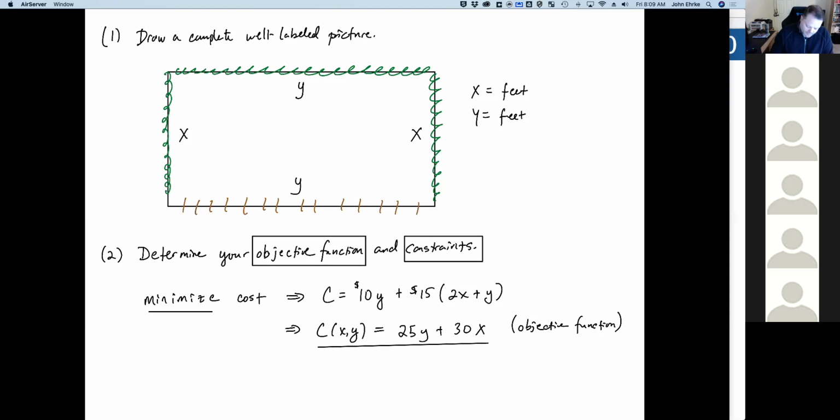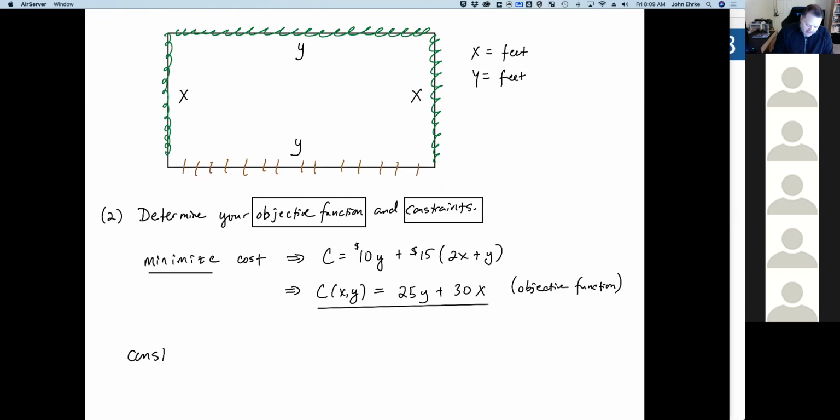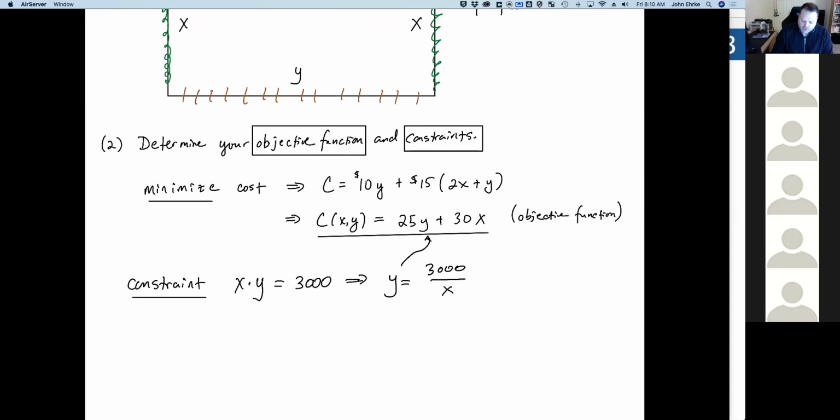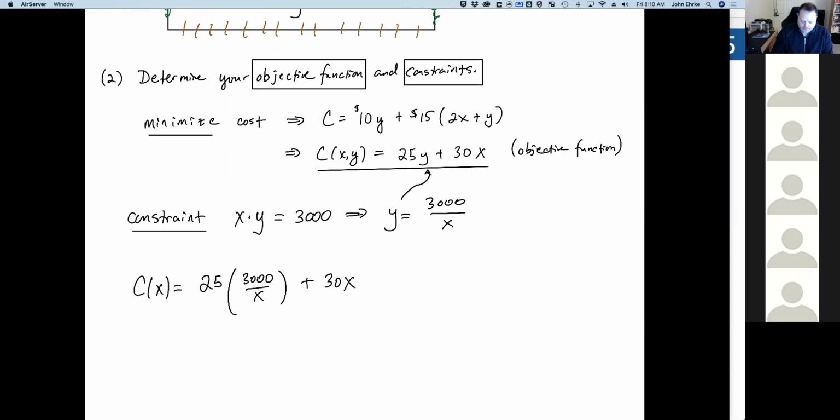3,000 square foot rectangle? Yeah. So my constraint here is I know that X times Y, which is the area of that rectangle, must be 3,000 square feet. Since I know that's my constraint, I can use that to solve for, say, Y in terms of X. So Y is 3,000 divided by X. And I can plug that into my cost function. So now my cost function will be just in terms of X, and it'll be 25 times 3,000 over X plus 30X, or 75,000 over X plus 30X.